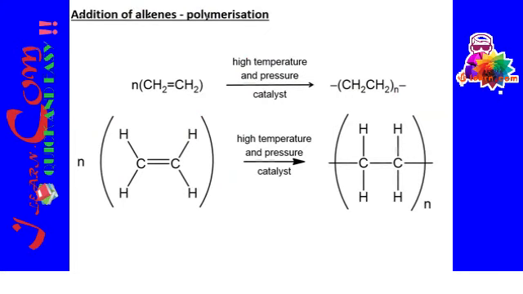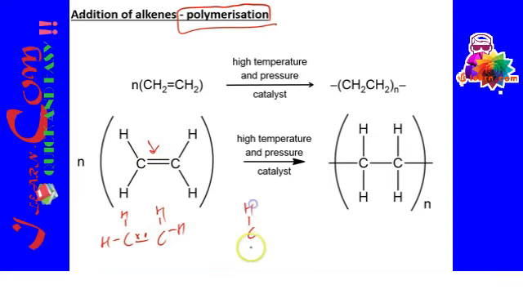The last reaction is addition of alkenes to itself. We call this polymerization. We will cover more on this in the topic of macromolecules, but for now, if I were to draw the dot and cross diagram for an alkene here, this ethene, dot and cross. So if I open this bond out, if I open one of the bonds out, it will look like this. This is an unpaired electron. This is an unpaired electron.